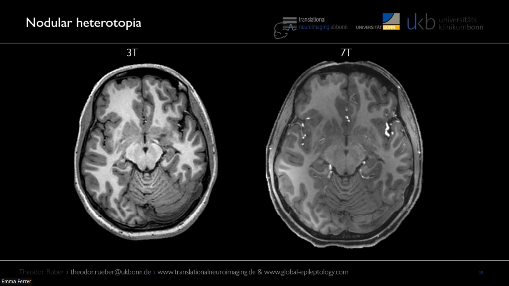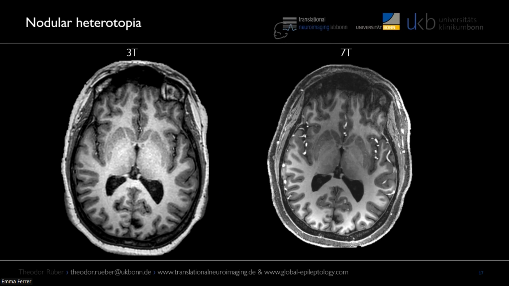These are some other comparisons between 7T and 3T. This is one example where it's really hard to see anything in 3T. This patient suffers from nodular heterotopia. These are basically parts of the cortex which, on their way from the ventricles to the cortex, got stuck in the middle. This is how the brain develops: the cells start in the ventricle, and then the cortex unfolds, and sometimes cells get stuck, and then you have heterotopias, which are not dangerous, but which can also cause epilepsy. You cannot really see them here, but you can clearly see them here. So that's a big advantage of 7T in this regard.